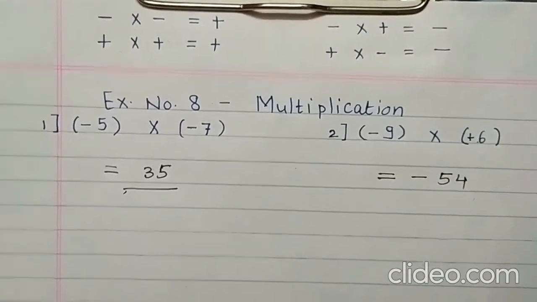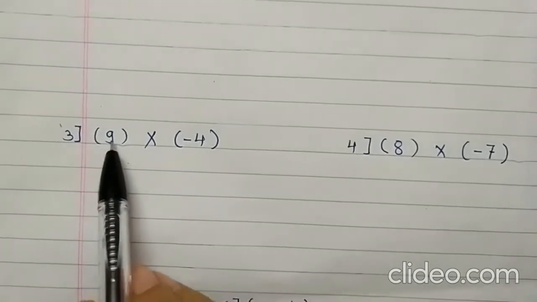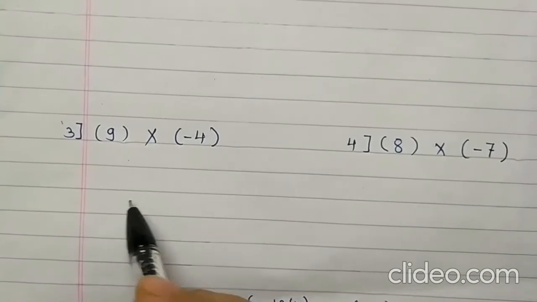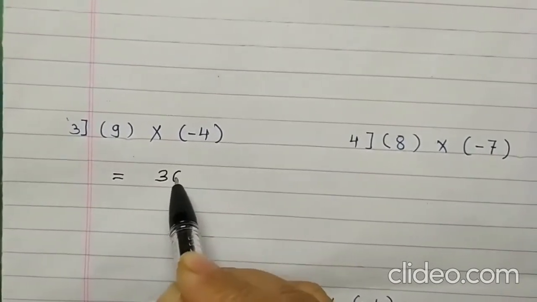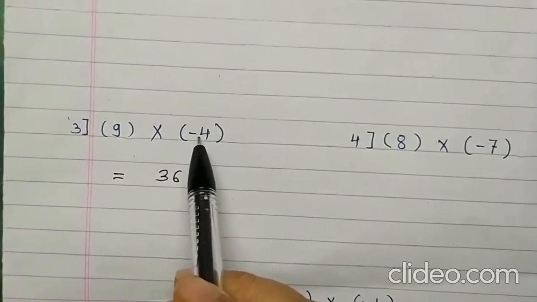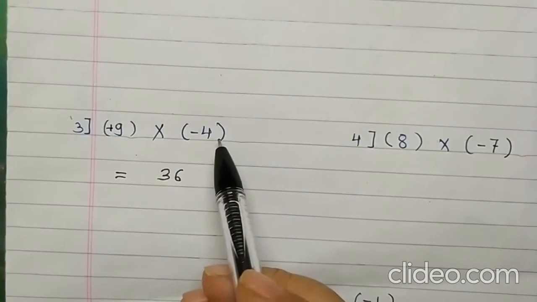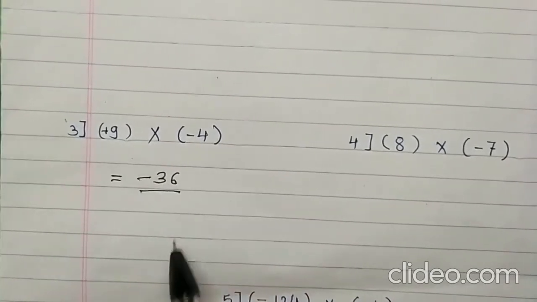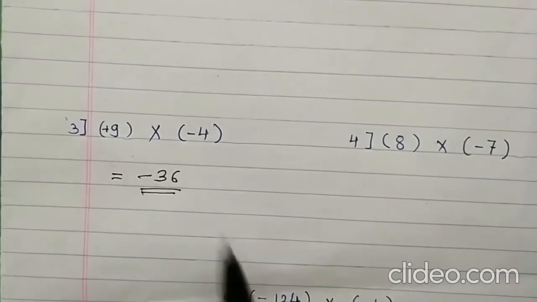Now let's solve the third one. 9 multiplied by -4. 9 fours are 36, and here one number is negative and one number is positive. So what sign will we give? Minus. Correct. So the answer will be negative 36, that is minus 36.